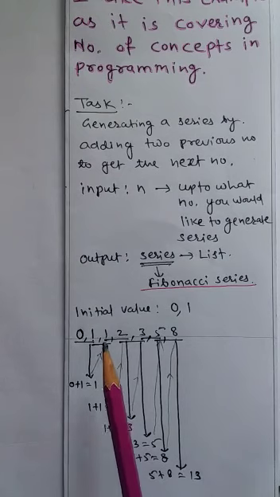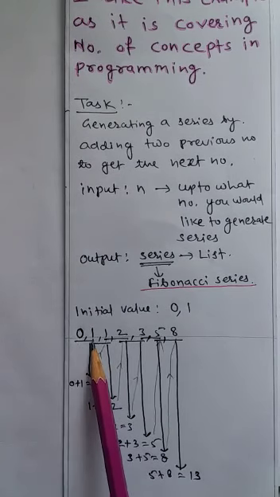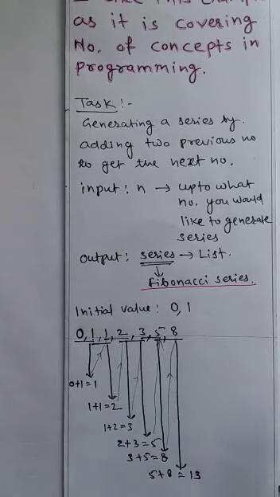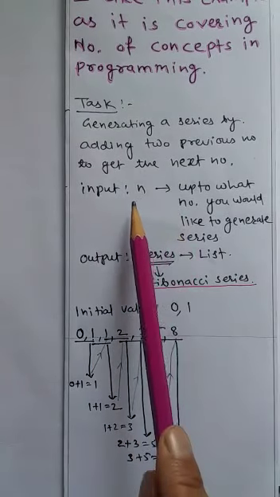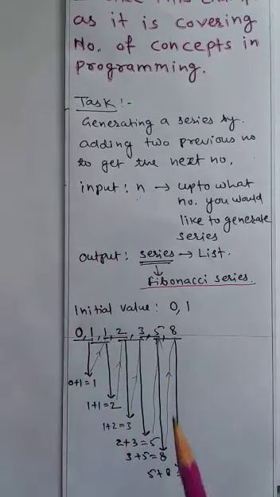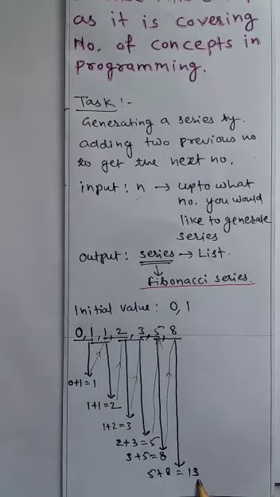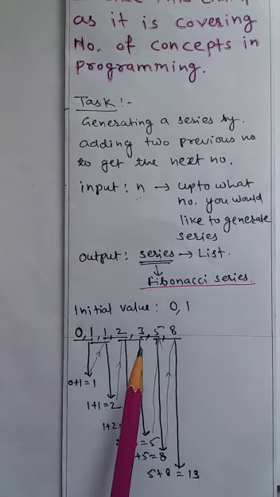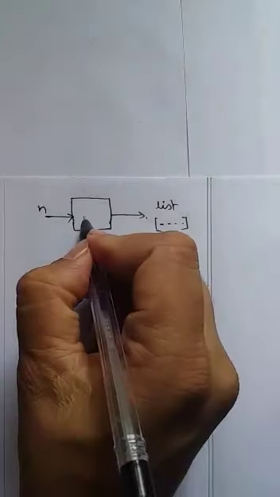In this way, we got the Fibonacci series as 0, 1, 1, 2, 3, 5, 8. If we enter the value of n as 10, for example, and now here we are getting the value 13, so we'll stop here. For this, we are going to write a program in the form of a function. So we'll write a function with the name fib.